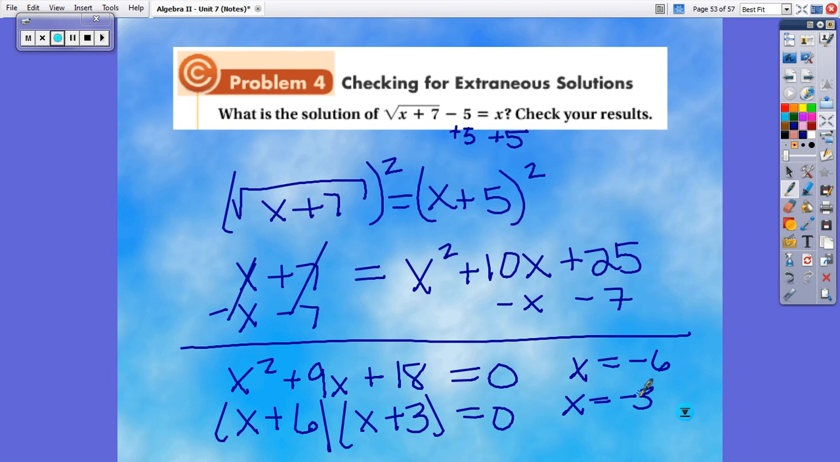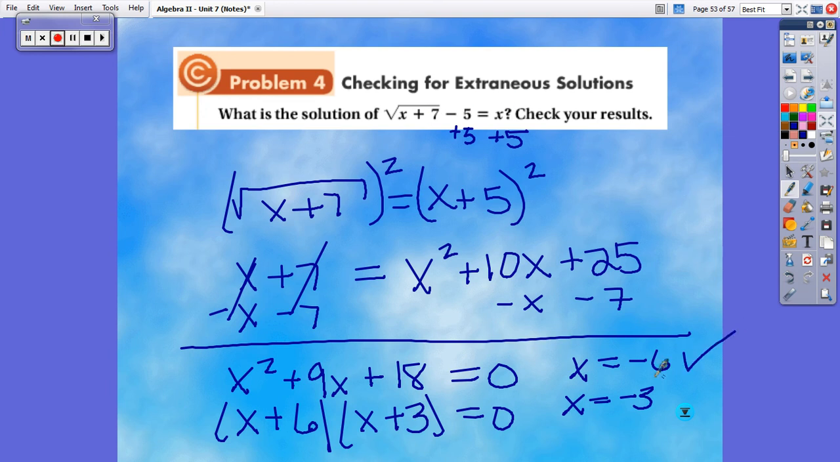And just like we've been doing, you should go back and check to make sure that both of those work. So really quickly, if I plug negative 6 in for x, I get negative 6 plus 7, that's 1. The square root of 1 is 1 or negative 1. So 1 minus 5 is equal to negative 4, but negative 1 minus 5 is equal to negative 6, so that one works.